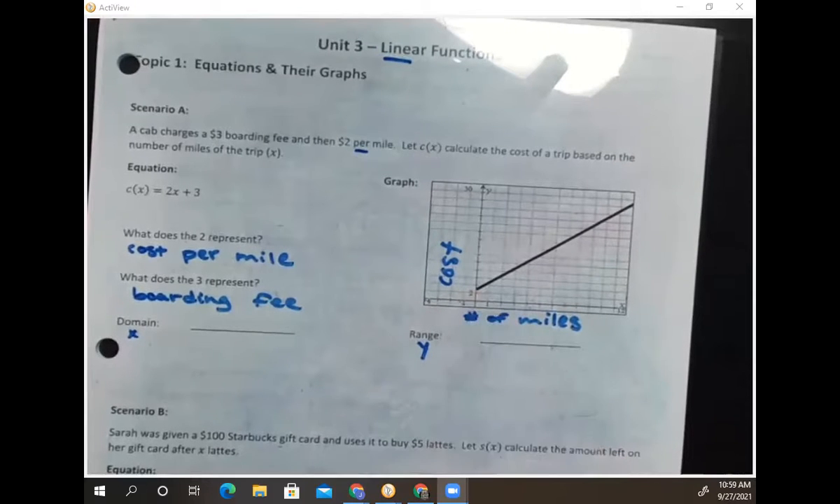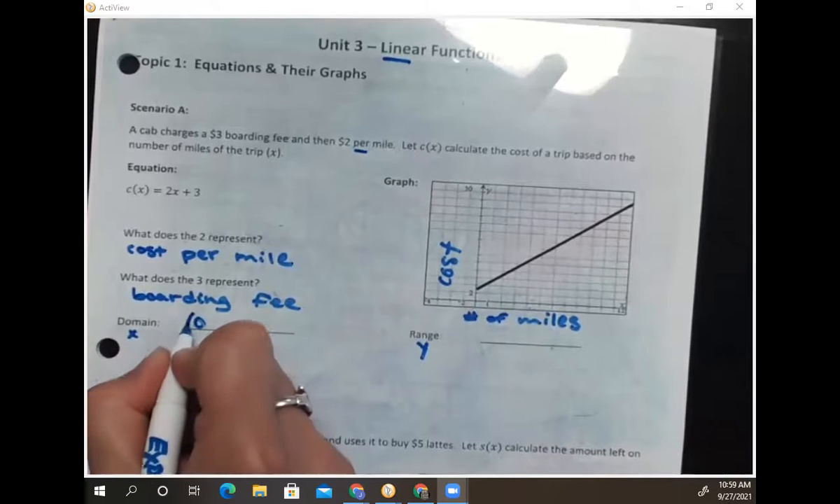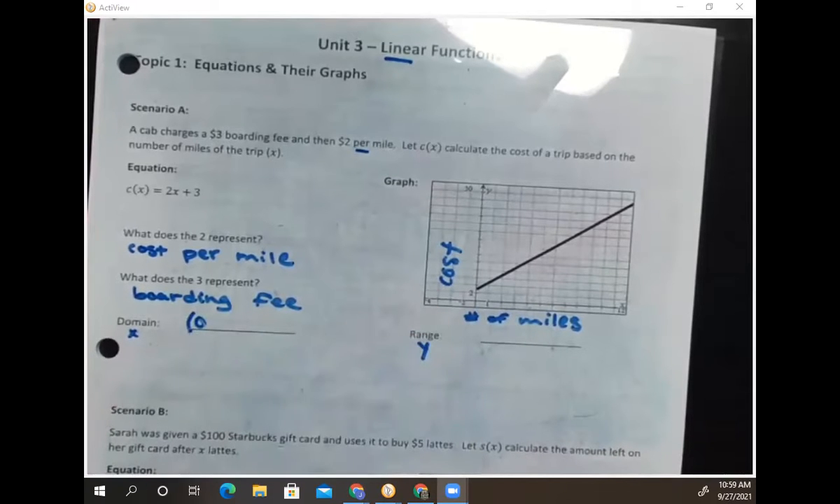And then let's talk about 0 miles. Would it actually make sense to hail a cab and say, actually, I'm not going to drive anywhere in your vehicle. Have a great day. So 0 as a value for this function doesn't make a ton of sense, but anything bigger than 0, would that be reasonable? So for our domain, we do want to start it at 0, but because 0 itself doesn't make sense, we're going to use a parenthesis here.